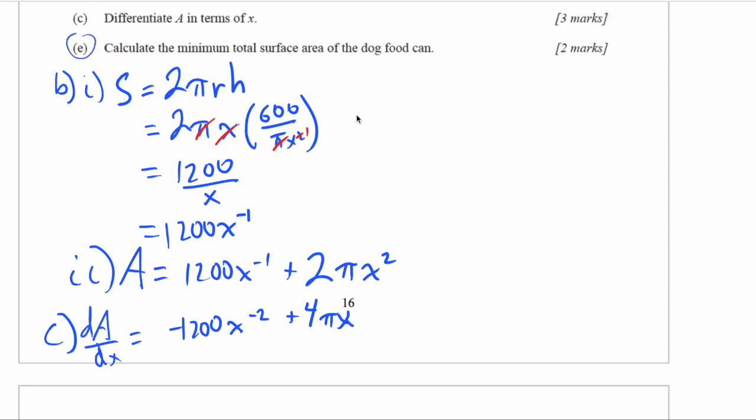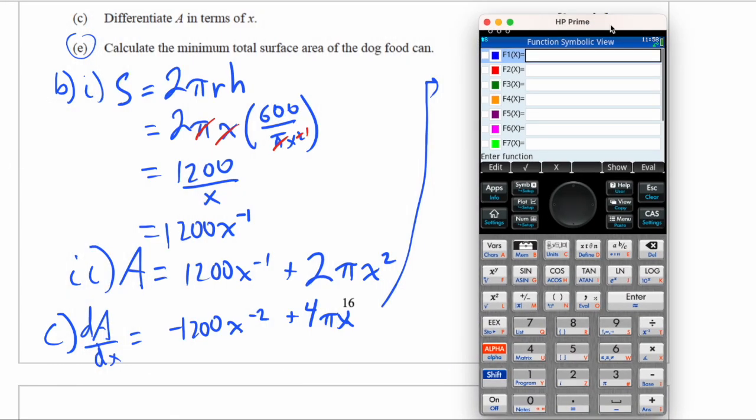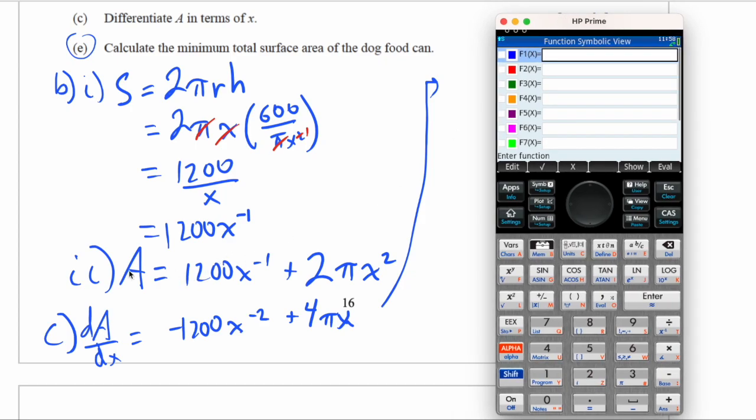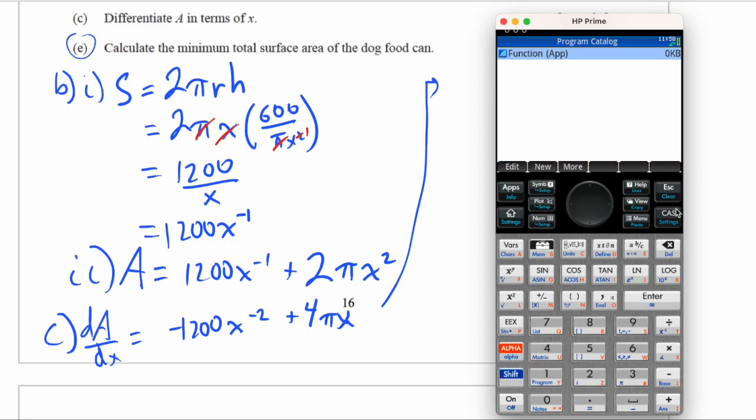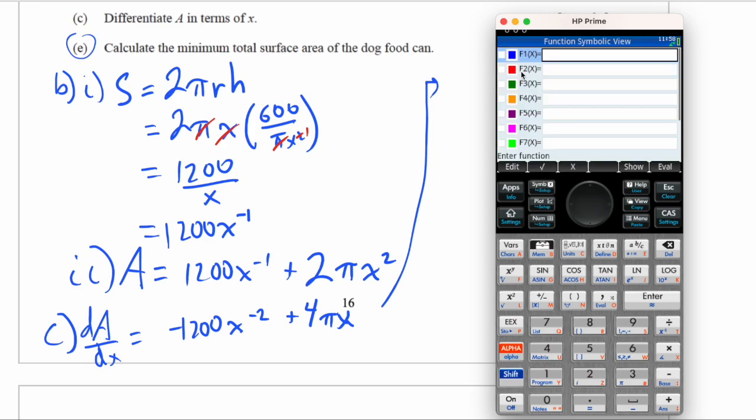Part e, calculate the minimum surface area. Now if it said hence, then you have to use the derivative. But it does not say hence here, so you can actually just type in the area equation directly and find the minimum surface area. So let's go to the apps function and type that in.